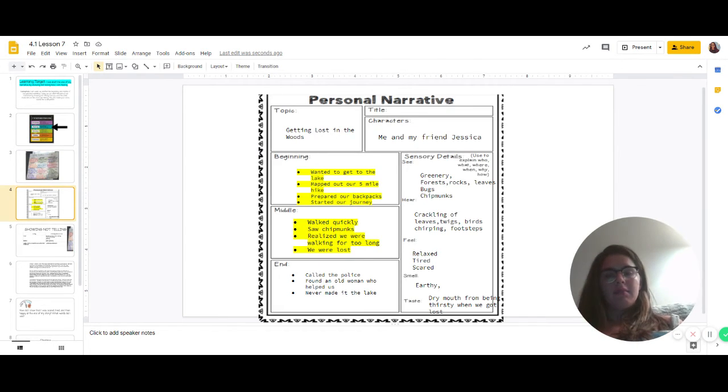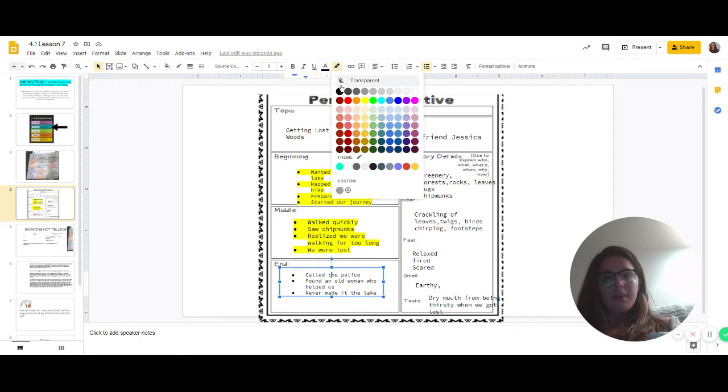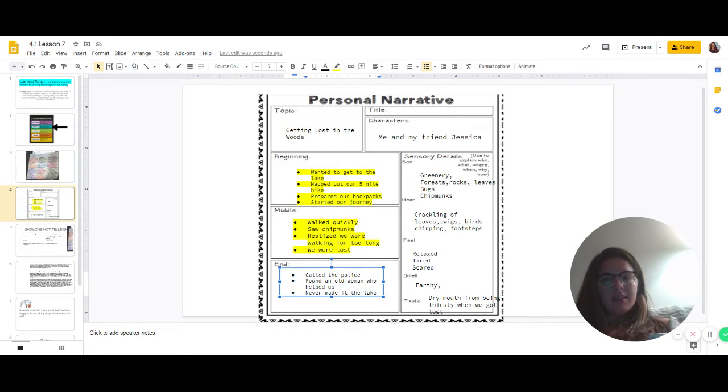So my ending, you guys already know my beginning, my middle, my ending. This is my chart, my graphic organizer. My ending says, and I'm going to highlight it here, it says, I called the police. Remember, I was lost. I called the police. I found an old woman who helped us, and I never made it to the lake. Okay, so those were the ending. I called the police. I found an old woman who ended up helping us.